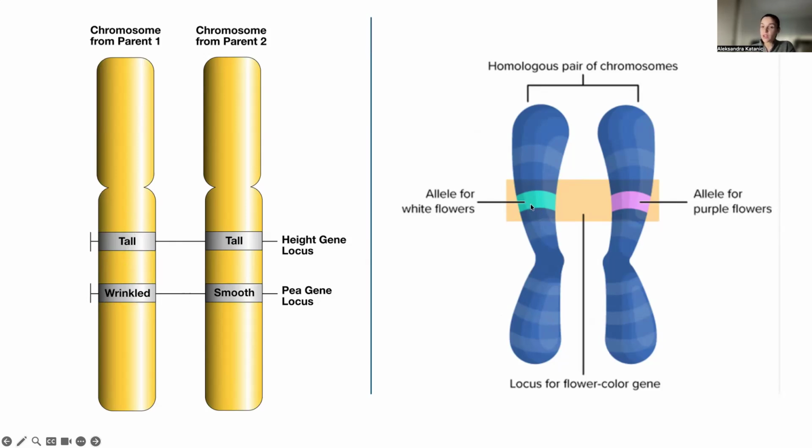An allele is a variant of a form of a gene at a given locus. So here we've got a gene for white flowers, and here we've got a gene for purple flowers. Here, both of these chromosomes have the same gene, so tall. If they were different, this one would say tall, this one would say short. Like at the bottom here, this gene has wrinkled and this one has smooth. So locus is kind of like the area. So that's one locus, or these are two loci. And then the allele is the variant form of a gene at a given locus.